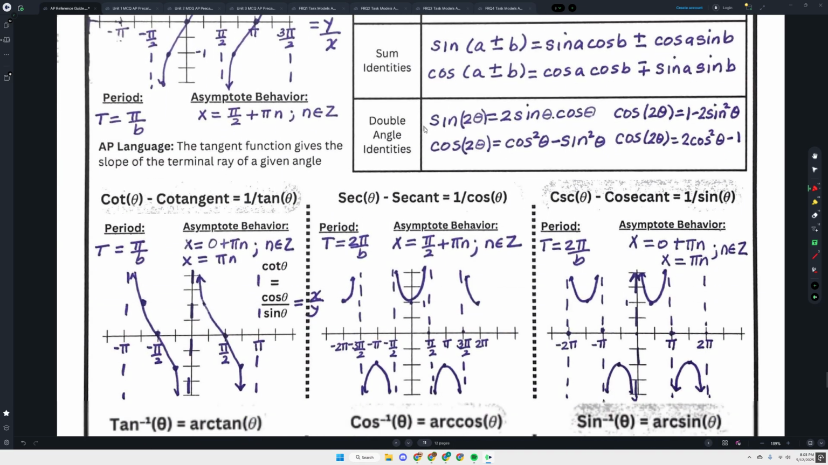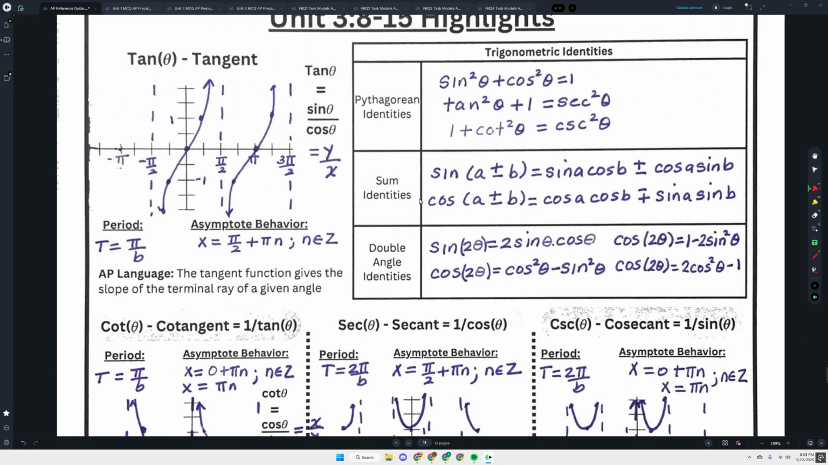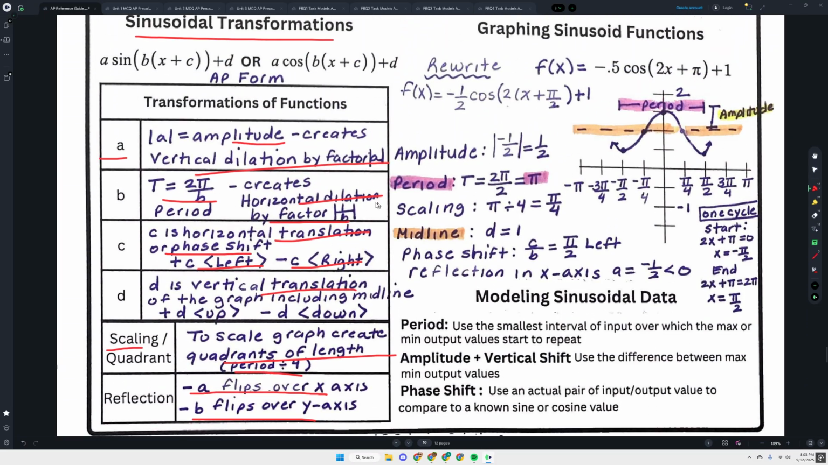3.8 to 3.15, the last section. How do you find A and D? It depends on the example. So A is usually, if you have a midline of 5 and it says 10 is your max, then your amplitude is 5. And then the minimum is 0 at the bottom, so there's another 5 there. And then your midline would be 5. So that answers both of them.